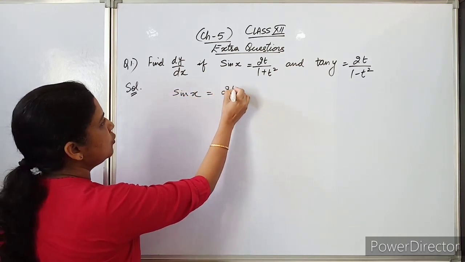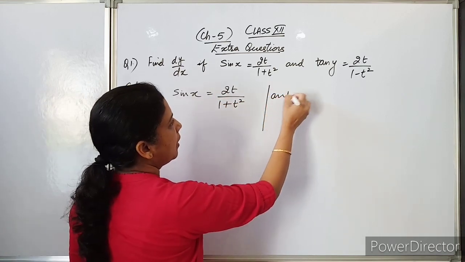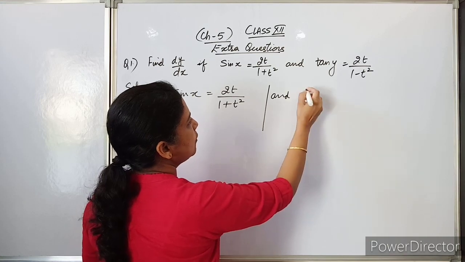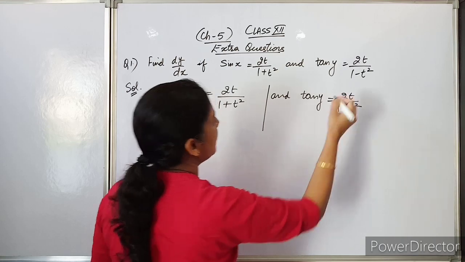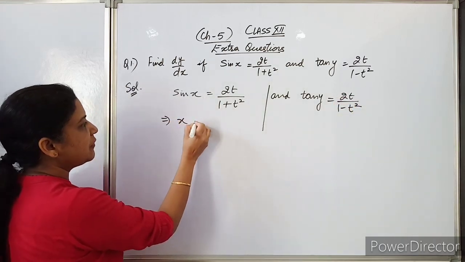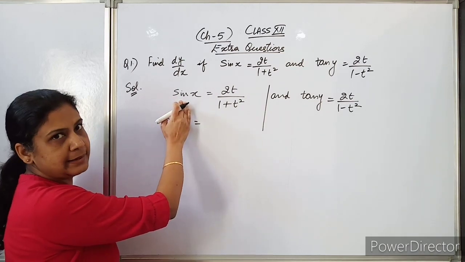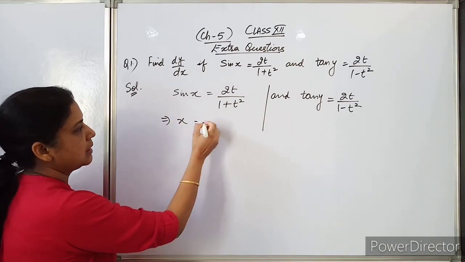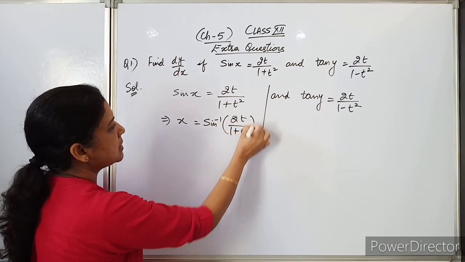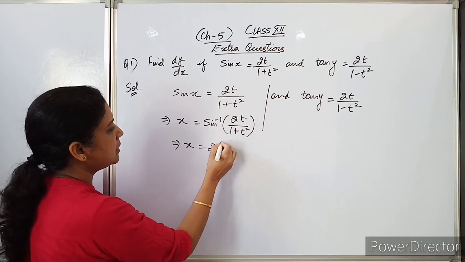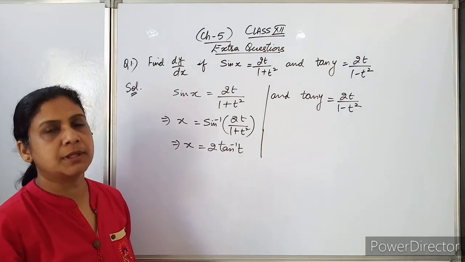Sin x is equal to 2t upon 1 plus t square and tan y is equal to 2t upon 1 minus t square. So if I apply sine inverse on both sides, LHS becomes sine inverse of sine, that becomes identity, and we are left with x. And RHS becomes sine inverse 2t upon 1 plus t square. This is nothing else but the formula of 2 times tan inverse t as given in the second chapter, inverse trigonometric functions.